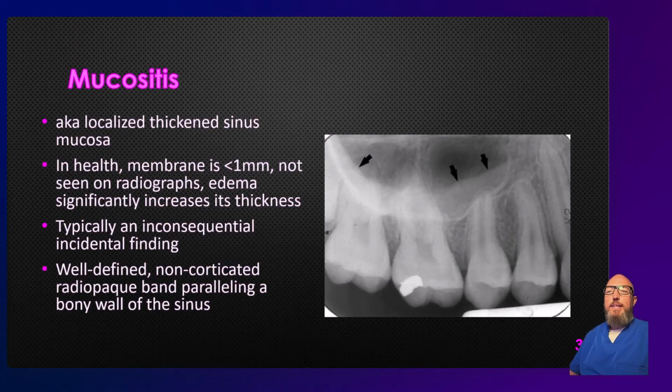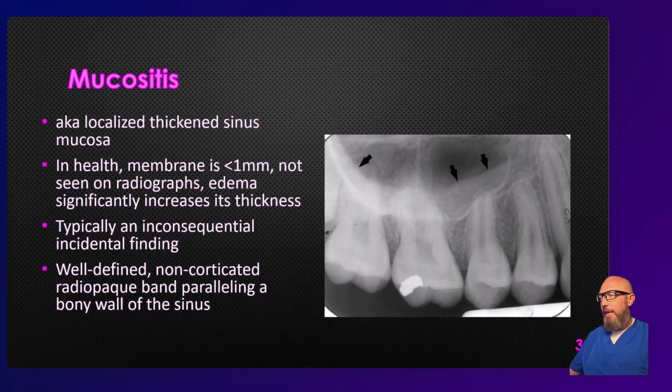So it's localized thickening of the sinus. Usually the sinus membrane, the Schneiderian membrane, is under 1 millimeter in thickness and should be invisible on a radiograph. But edema, which is accumulation of fluid from inflammation, thickens it. So, a well-defined, non-corticated radiopaque band paralleling the sinus wall. This itself is inconsequential, and in fact, it doesn't always mean an inflammatory lesion. You'll see this in a lot of cases where patients are relatively healthy. So it's worth mentioning, but typically not going to require treatment.